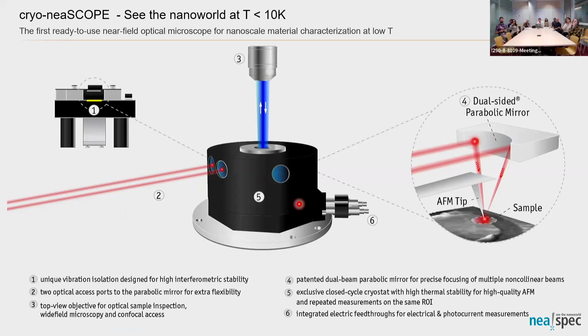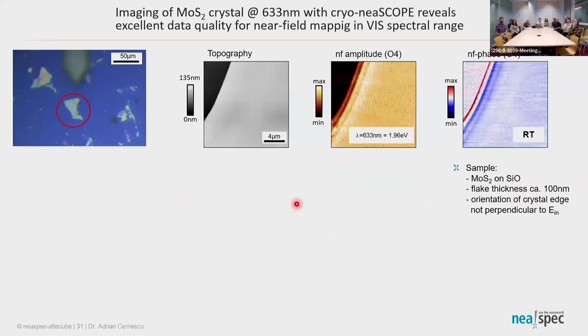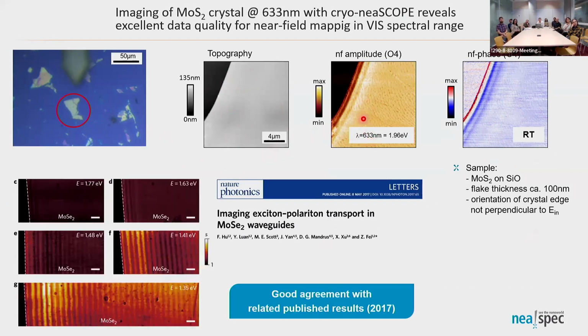Now, just to show you a quick example, this is again some 2D material. It's a molybdenum sulfide crystal, and this is a topography image. And here we can see again some exciton polariton propagating, and the excitation is, as you can see, in the visible range. Now, this contrast corresponds to what was measured before with the same instrument, with the room temperature device, where we can see this propagation of the exciton polaritons. This was published in Nature Photonics.